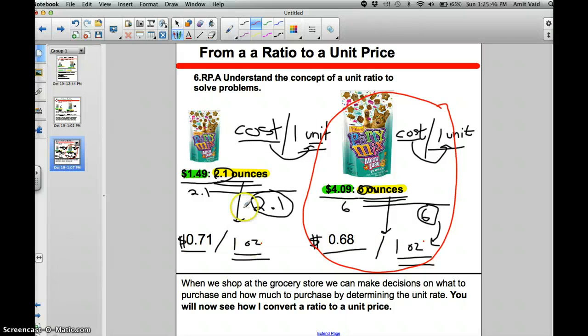What I did, boys and girls, was I converted a ratio like these that are not in unit or singular form to a unit price. A unit price is a comparison or a relationship between cost and the amount of 1. Cost compared to the amount of 1. And what I did to do that is I wanted to get my amount to 1. Ounces. It could be pounds, it could be gallons, it could be the amount of eggs, but I want to get it to 1. So I did ounces divided by itself to get to 1, and whatever I did on one side of the ratio, I repeated on the other side.